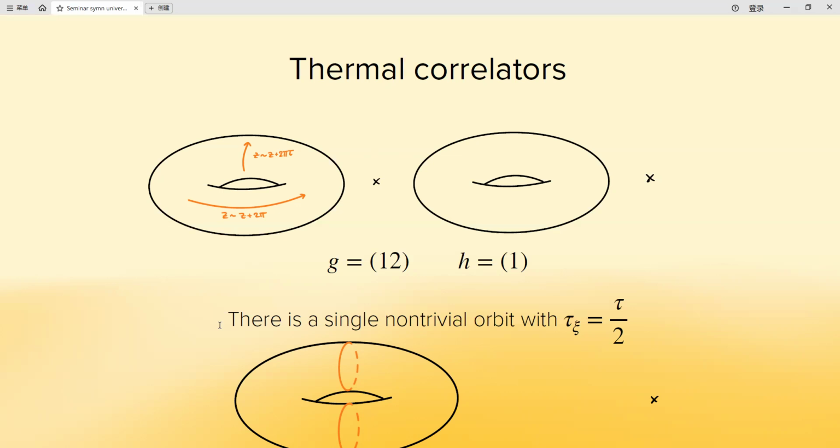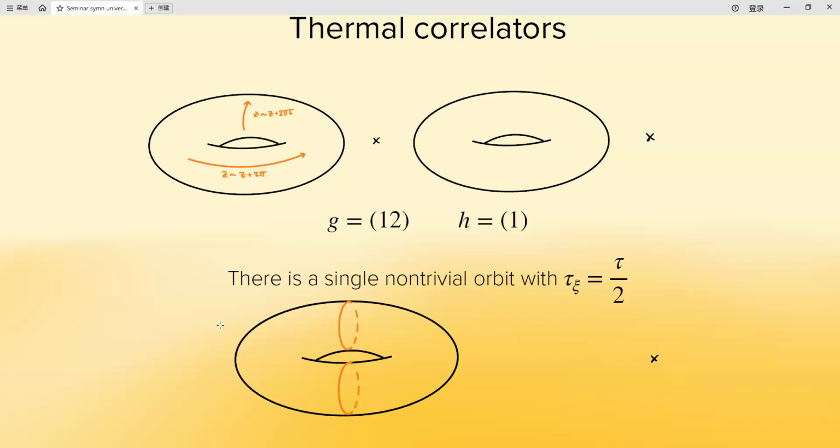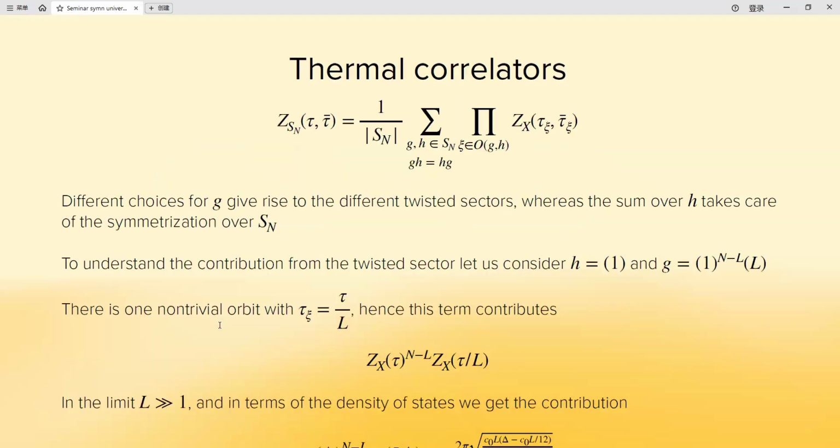So this gives us a nice interpretation of what these elements G and H are doing. Both G and H are just telling us what the non-trivial holonomy is as I go along the different cycles. G tells us what happens if I go once around this cycle, and H tells us what happens when I go around this cycle. Okay, very good.